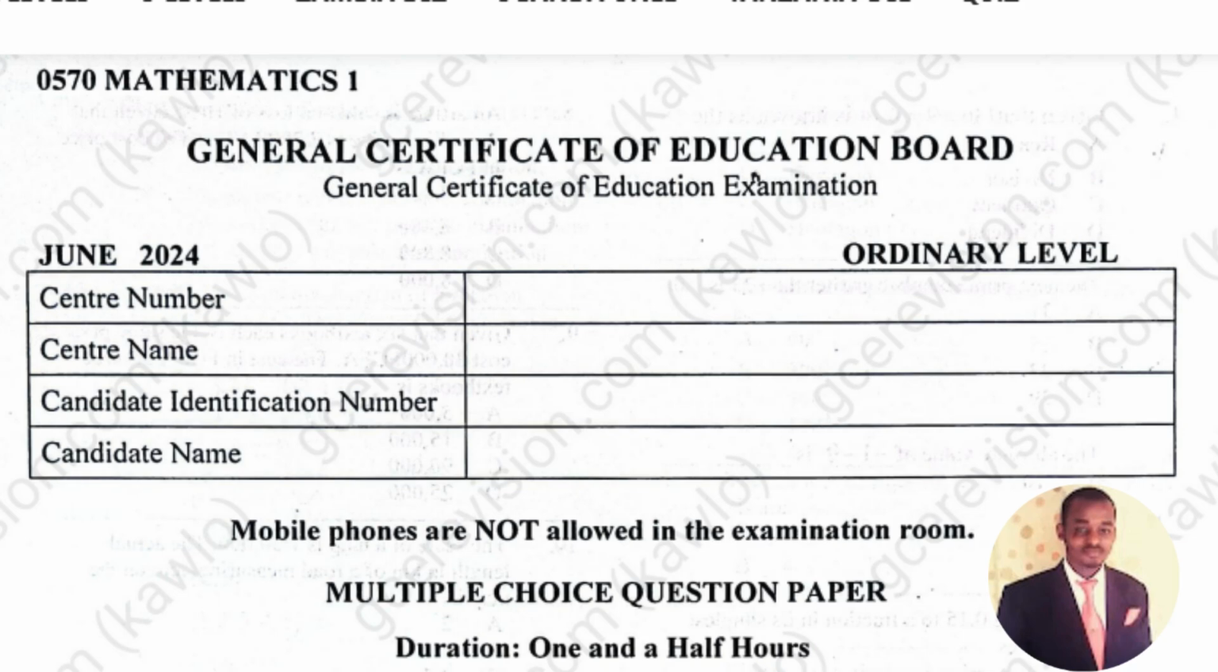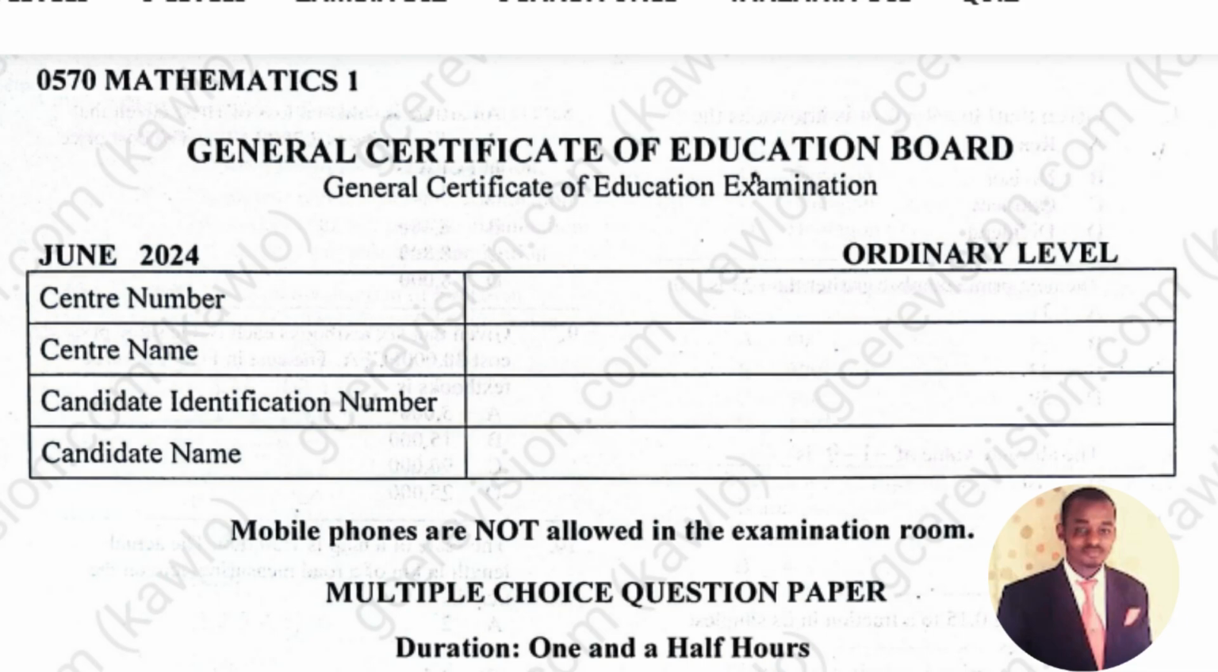GCE Mathematics Paper 1, 2000, June 2024 Ordinary Level. We are going to be looking at all the questions and answers, multiple choice. I want you to follow me attentively and we are going to look at everything and also how it's been done so that you get yourself well prepared for the upcoming exam.